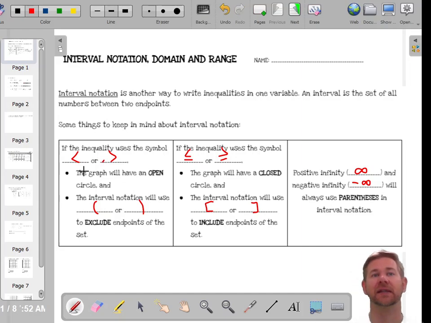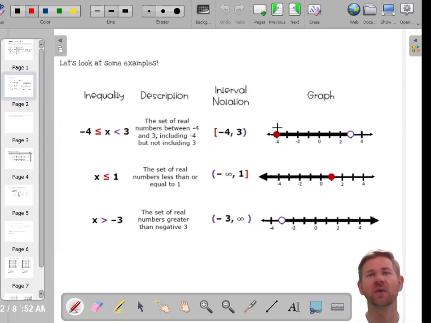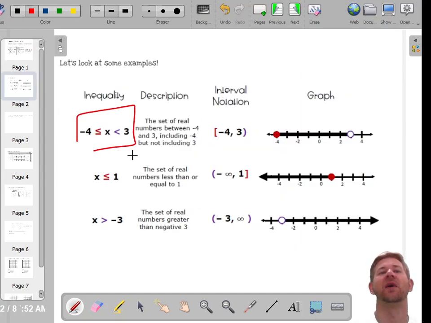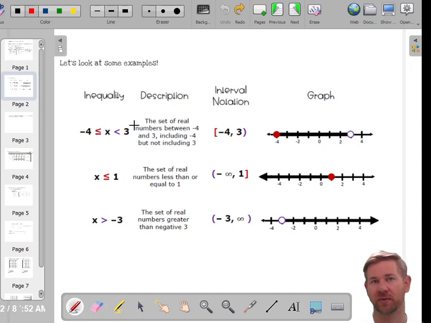So real quick, less than or greater than, we're going to use open circles and parentheses. Less than or equal to, greater than or equal to, closed circles, brackets, and then if it's infinity, it's always parentheses.